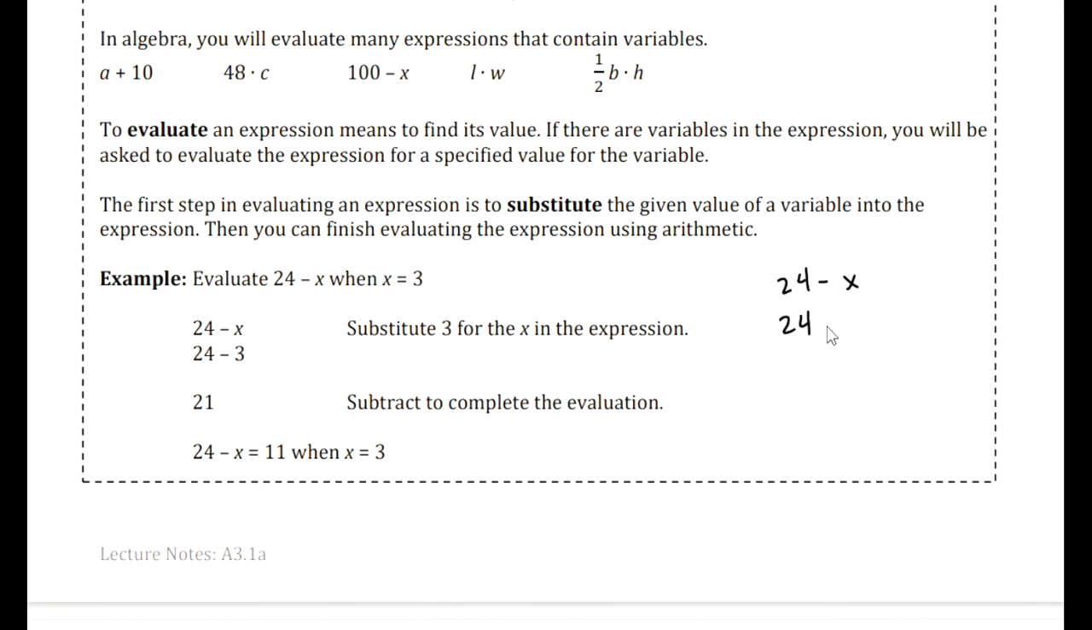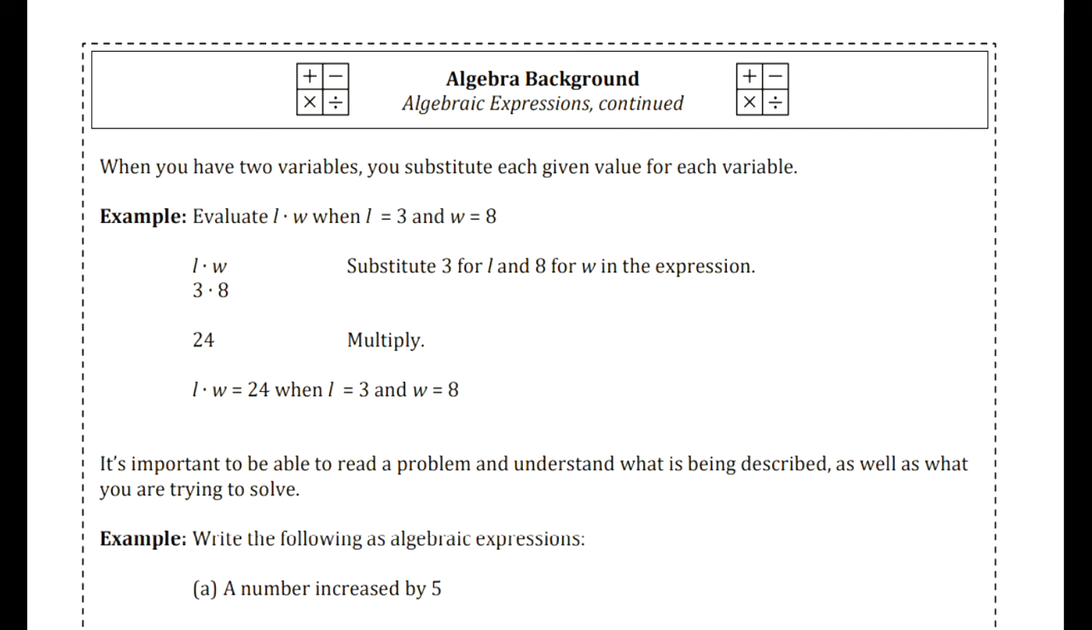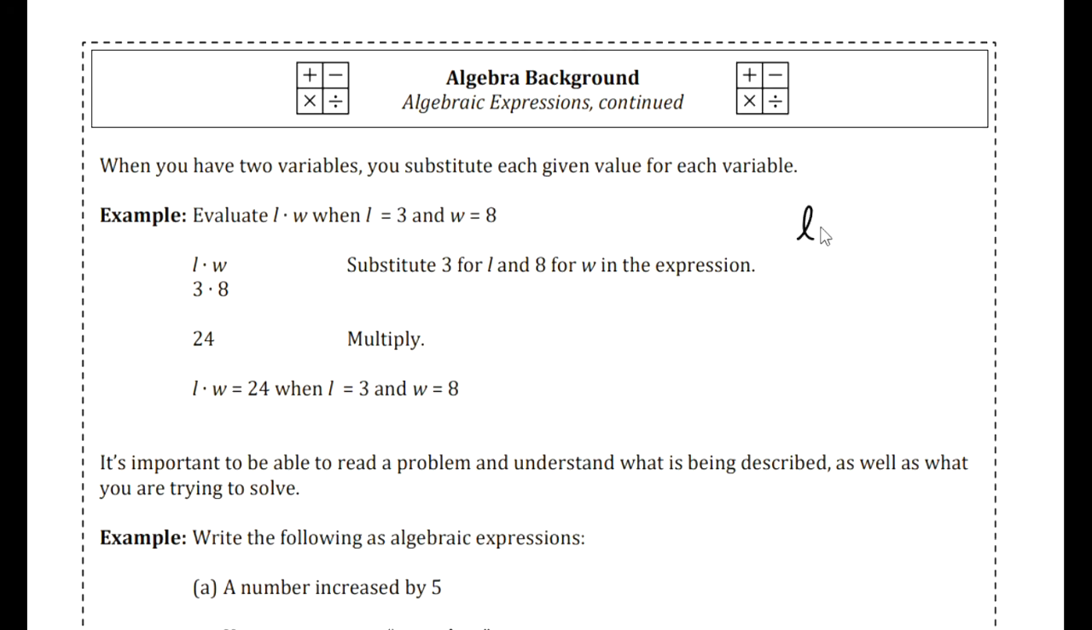So we go 24 minus 3, and then we use PEMDAS to simplify. So 24 minus 3 being 21. The same thing happens when we have multiple variables. So in this expression, we have L times W. So if we evaluate this when L is 3 and W is 8, we put in 3 for L and 8 for W, giving us 24.